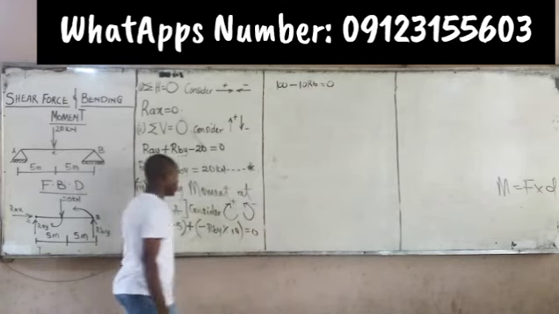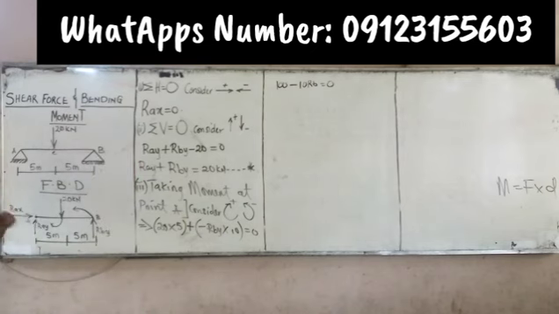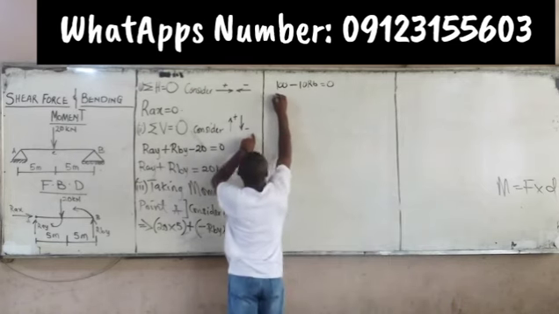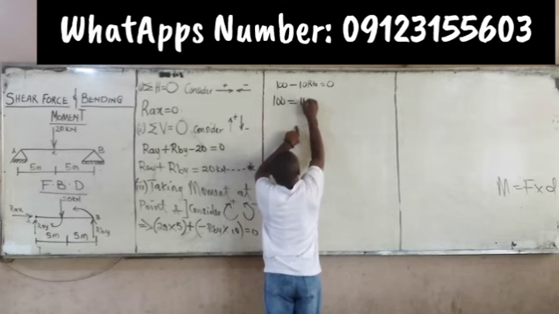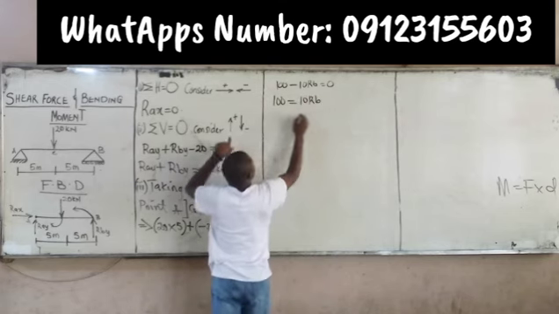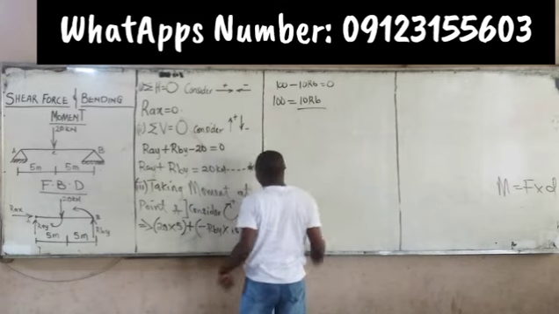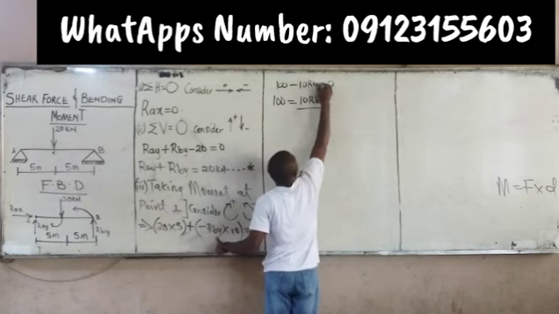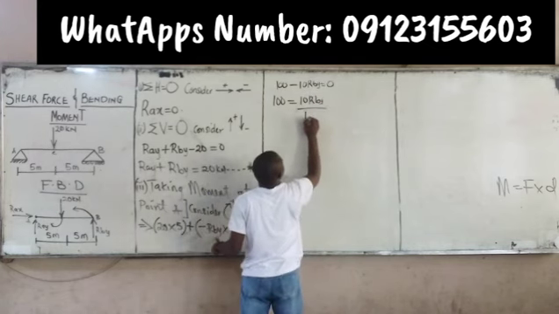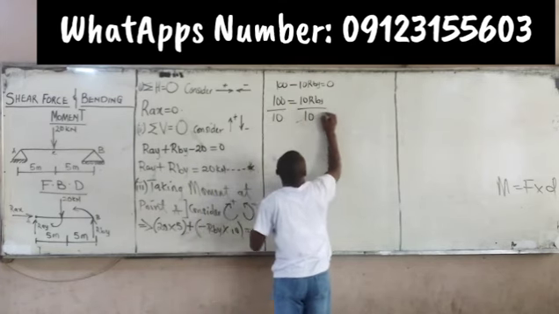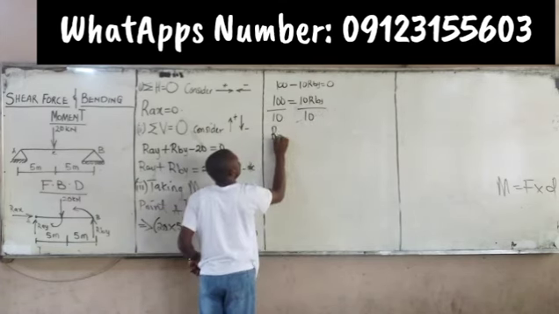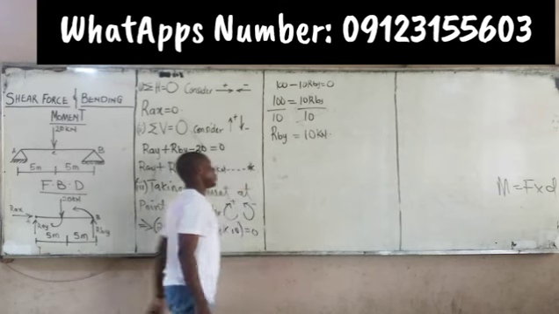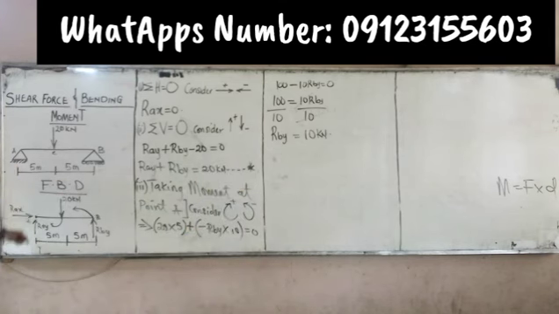So at this point, what do you do? I'll take minus 10 RB to the other side. It becomes 100 is equal to 10 RB. Divided by 10 to get RB. Listen. I say RBY, so the same thing. 10 here and 10 here. So my RBY value is equal to 10 kilonewton. This is how to calculate for RBY.